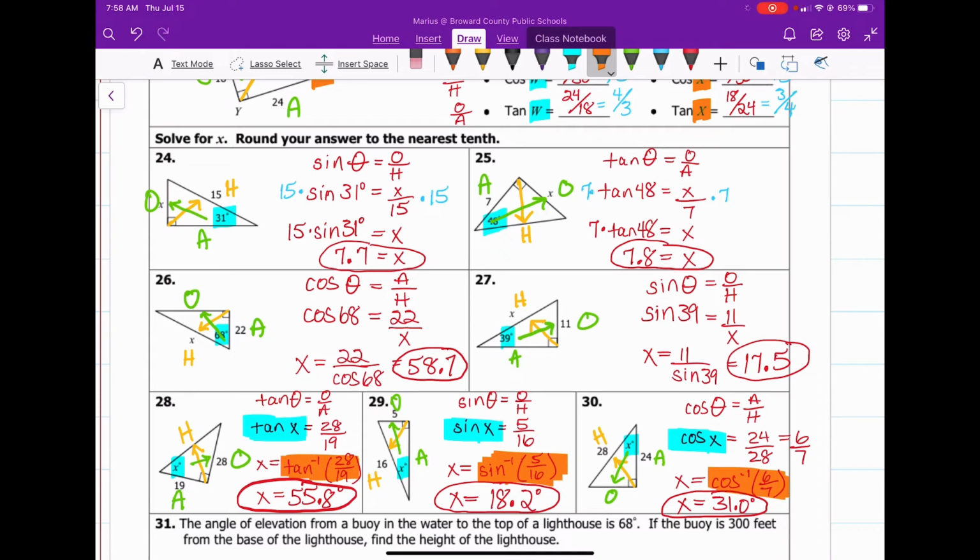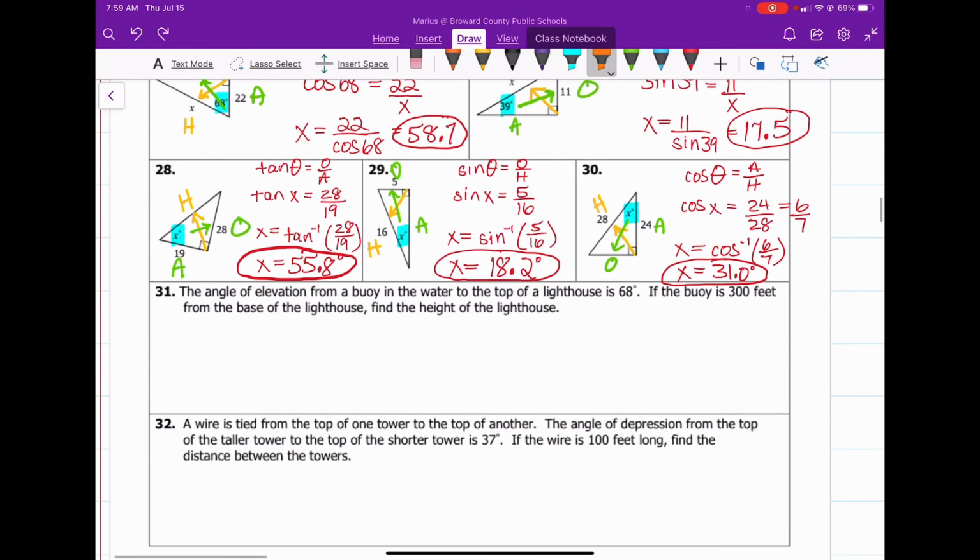Okay, so that's one thing you want to remember, because some people have a hard time trying to remember how to solve those. So that's one little pattern you want to remember. Now, when x is in the denominator, like these right here, if you notice, when we solve for x, the x and the trig function switch places. So instead of 22 over x, it was 22 over the cosine of 68. And instead of 11 over x, it was 11 over the sine of 39. Just showing you those patterns to help you process this information a little easier.